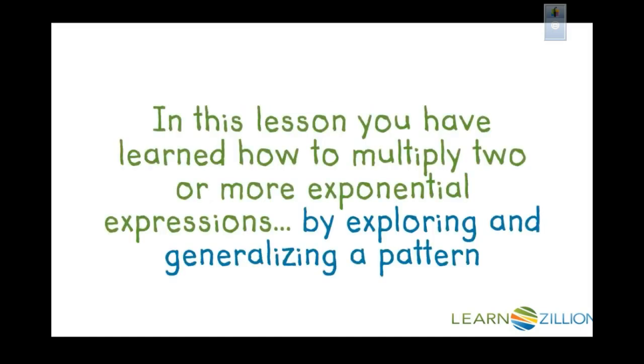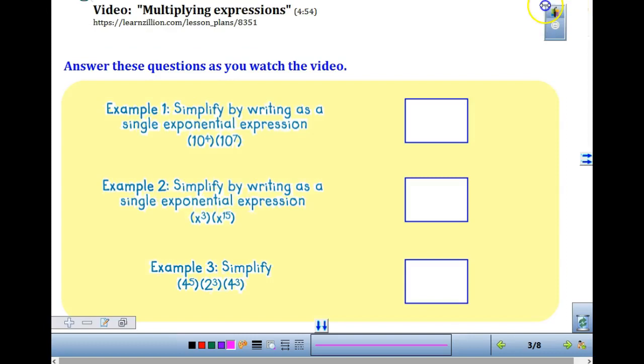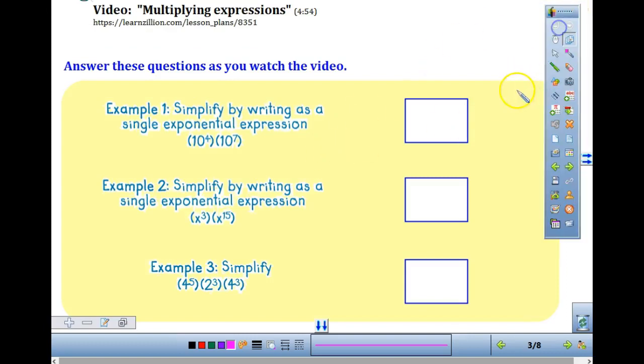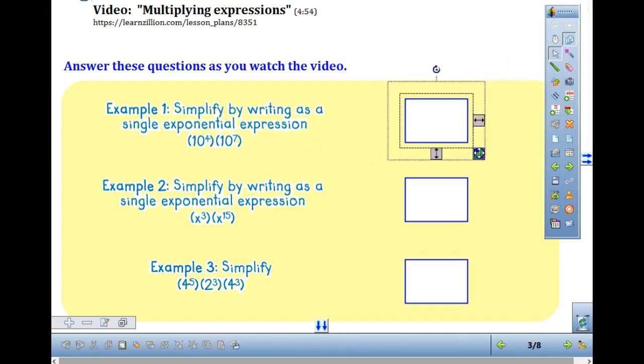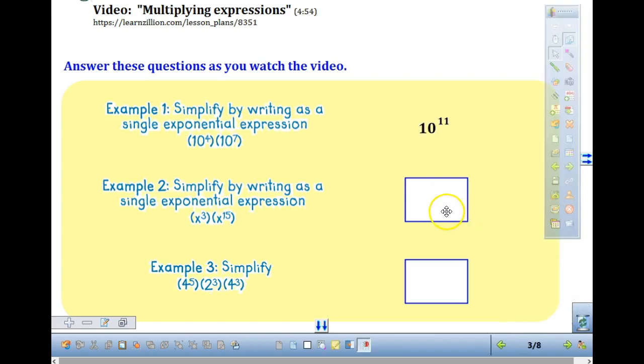In this lesson, you have learned how to multiply two or more exponential expressions by exploring and generalizing a pattern. So if we are looking at that, okay. As I was looking at your notes, the first two, pretty easy. You were just adding those together. 4 plus 7 gives us 11. 3 plus 15 gives us x to the 18.